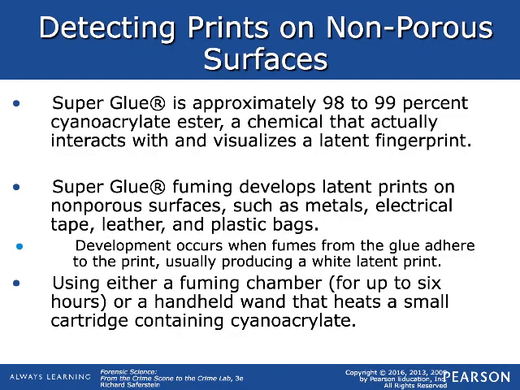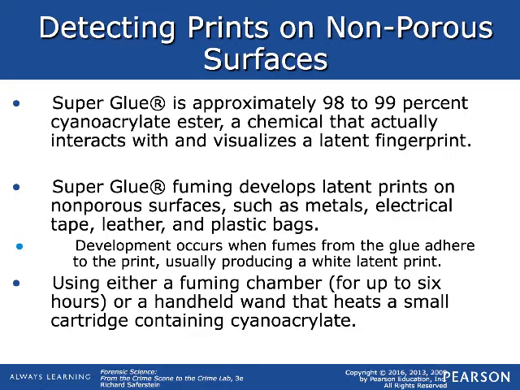Okay, now another way to do this is to use super glue. Super glue is made out of this cyanoacrylate ester. This cyanoacrylate ester is a chemical that interacts with the oils in the fingerprint so that you can actually see it. So what you do is you take the super glue and you can fume the latent prints.